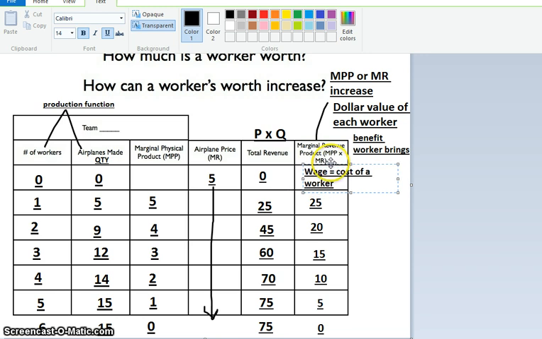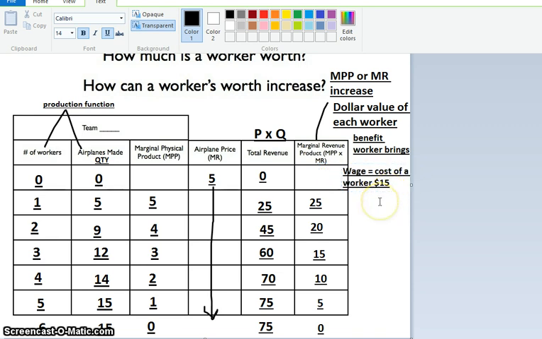Now, if you knew the cost of a worker, you might be able to make a comparison here. So let's say that the cost of the worker was $15. 15 bucks. How many workers would you hire? Well, let me ask you this. Would you hire the first worker? Sure. Because the wage, here, I'll put the wage over in this column here. Let's do this. Squeeze me in a little. Let's put it over here.